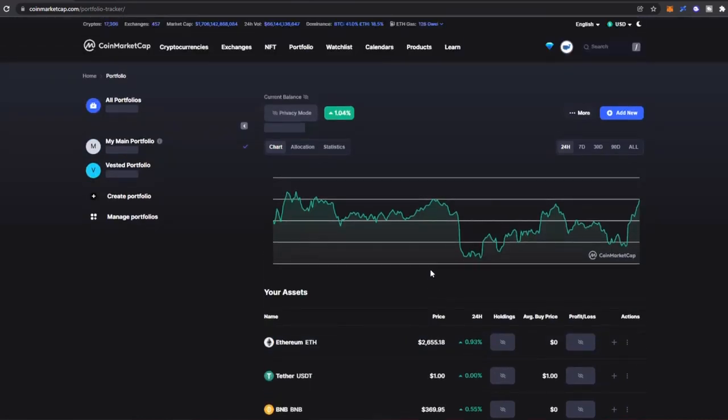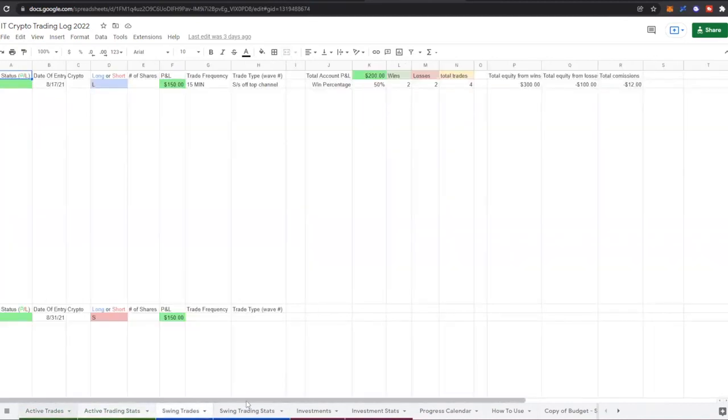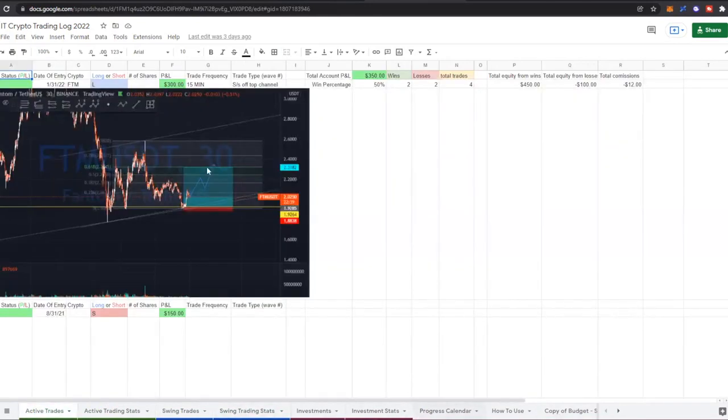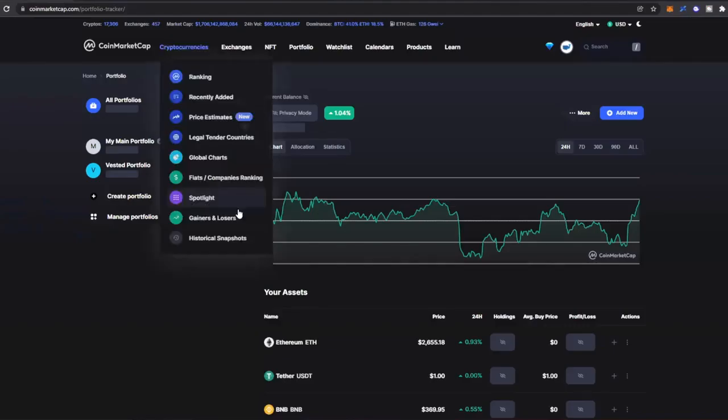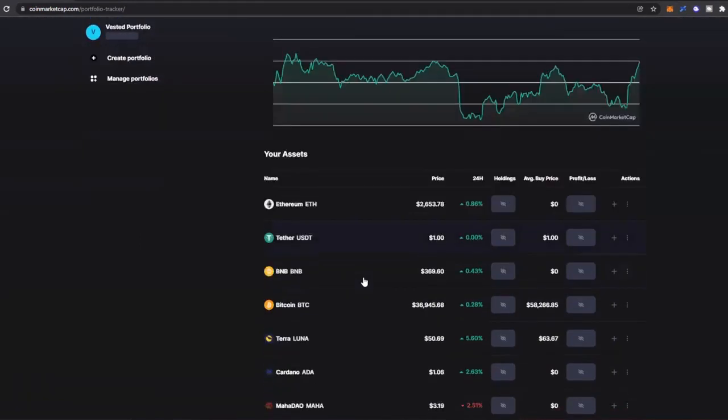Okay, we also have our spreadsheet to manage trades. So the active trades over here, swing trades, and then investments over here. But I do want to focus on CoinMarketCap because you can essentially do all of your investing stuff over here. And this is more so just how to balance your entire portfolio.